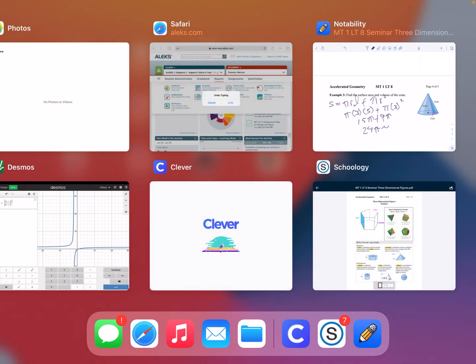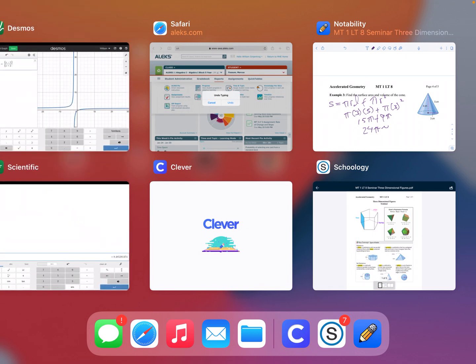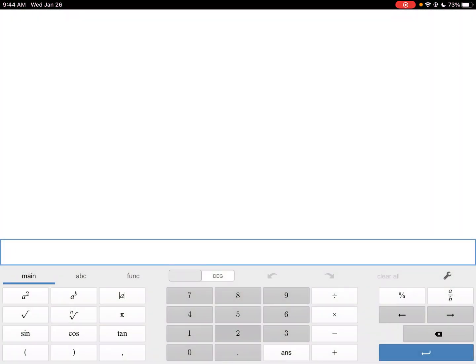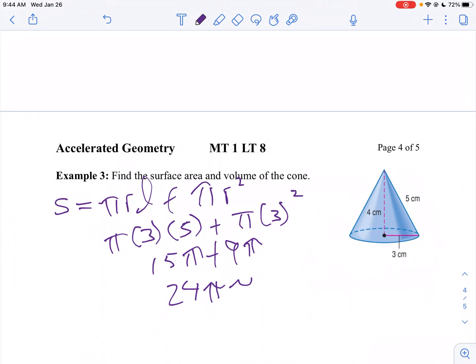Let me see. I don't have that one open. Let's see if I can find it. Here we go. There it is. And then we'll round it to something appropriate. So we'll go 24 times pi, and we'll say it's about 75. We measure area in squares, so let it be square centimeters or centimeters squared.